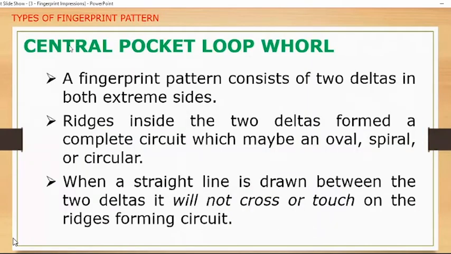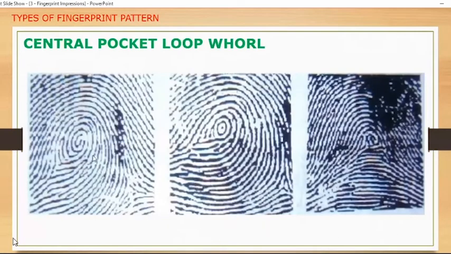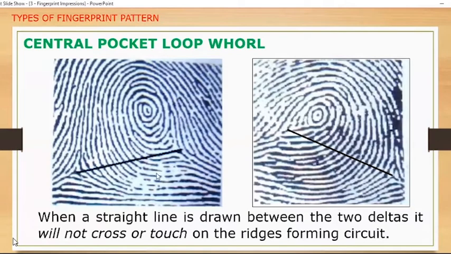Central pocket loop whorl. As requirements of the whorl, the pattern consists of two deltas in both extreme sides. The radius inside of the two deltas forms a complete circuit, which may be an oval, spiral, or circular. When the straight line is drawn between the two deltas, it will not cross or touch on the radius forming a circuit. Diba? Tingnan niya. Itong radius na ito, ito yung left delta, the right delta. Itong radius na ito, hindi na siya madadaanan ng straight line, like this, diba?